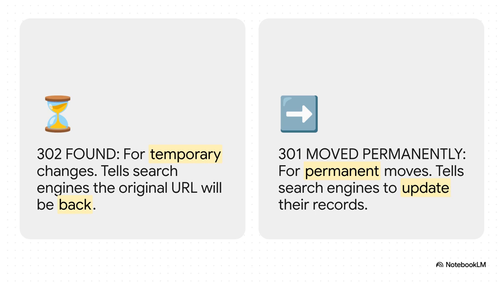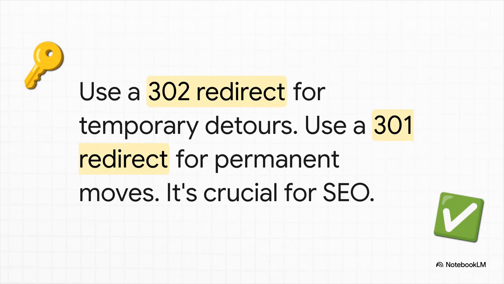On the other side, you have the 301, moved permanently. This is what you use when a page is gone for good. It tells search engines, hey, update your address book. This is our new home forever. And it passes all that ranking authority over to the new URL. Look, if there's only one thing you remember from all of this, let it be this right here. This is the golden rule. Use a 302 for temporary detours. Use a 301 for permanent moves. That's it. Getting that right is one of the most fundamental parts of maintaining a healthy, successful website.